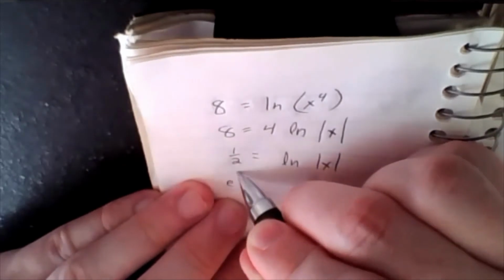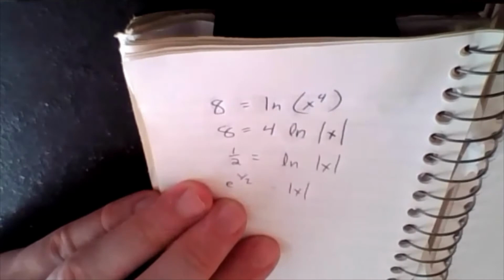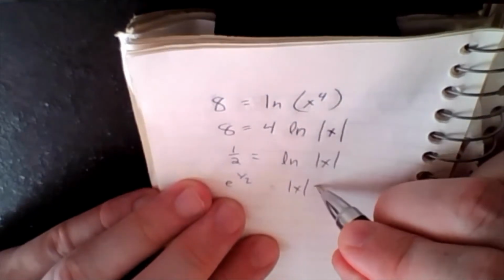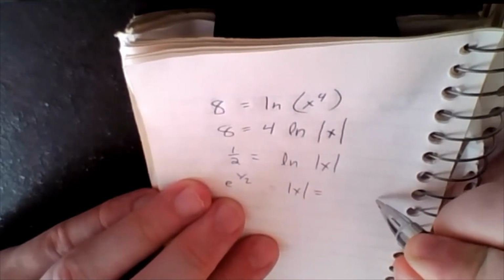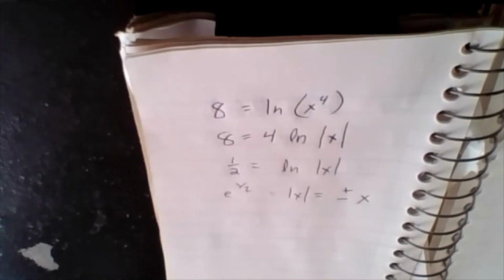Exponentiating both sides would say e to the power 1/2 is equal to absolute value of x. And sometimes the absolute value of x is equal to plus x. Sometimes the absolute value of x is equal to minus x. So we have to take both considerations into account.